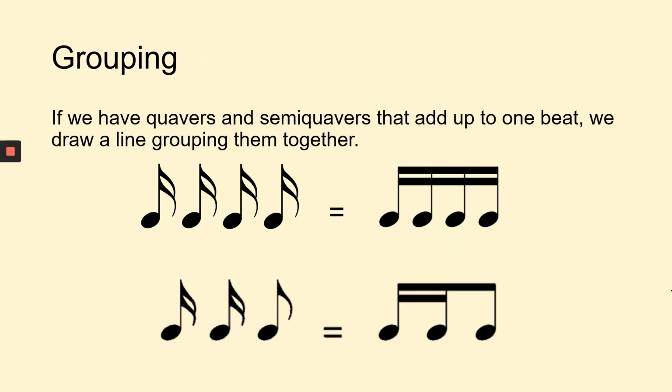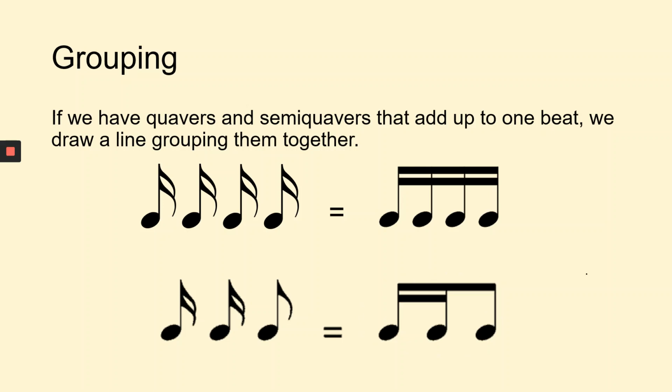If we have quavers and semiquavers that add up to 1 beat, we draw a line grouping them all together. So in this case, we have 4 semiquavers, 4 quarters equals 1, so we join them all together to show that the 4 notes together equal 1 beat. Down here, we have 2 semiquavers, a quarter plus a quarter, which is half, plus a quaver, which is another half. This all adds up to 1, so we join it all together, with the semiquavers joined by 2 lines and the quaver joined by 1. Because they're all joined together, we know that this rhythm lasts for 1 beat.